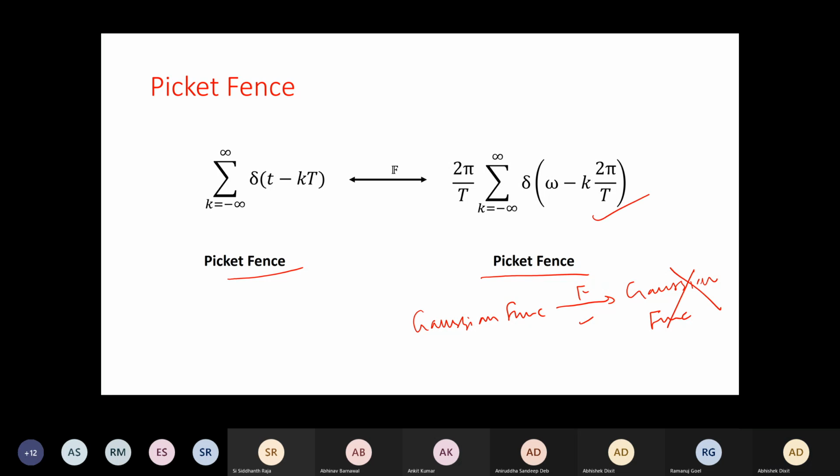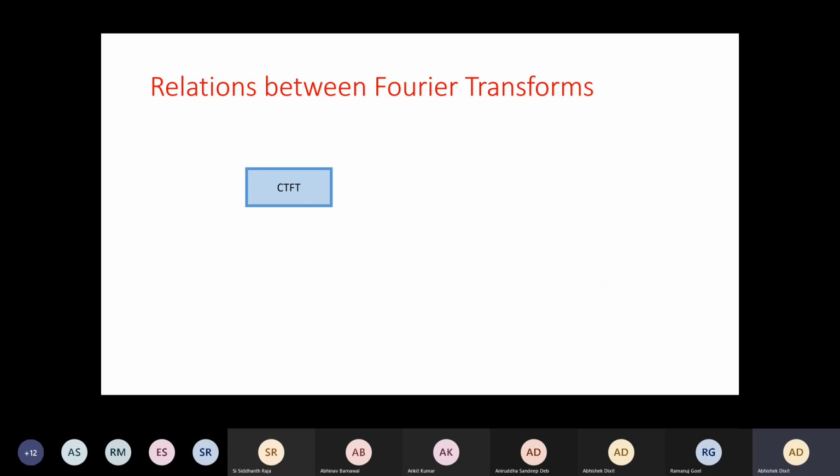This is very important. Once you have understood this, let us look at the relationships between Fourier transforms. We have done a lot of Fourier transforms, four Fourier transforms and series. Now let us try to put them together and see the relationship between each of them. Let us look at the CTFT, the continuous time Fourier transform. If I have to find the relationship between CTFT and CTFS, the continuous time Fourier series, how can we go from CTFT to CTFS?